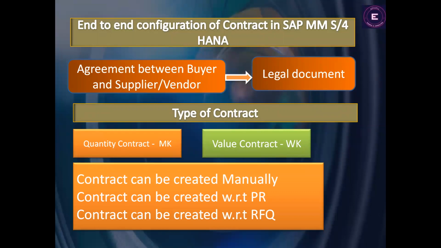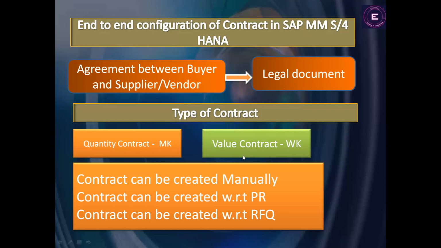So there are two types of contract we have in SAP. One is quantity contract and the other is value contract. The quantity contract is based on the procurement type. Suppose the buyer wants to buy material from the suppliers per month or per day or per year. Now, how much quantity are they going to buy? Based on that, the contract will be made between the buyer and the supplier or the vendor. So it depends on how they agree on it.